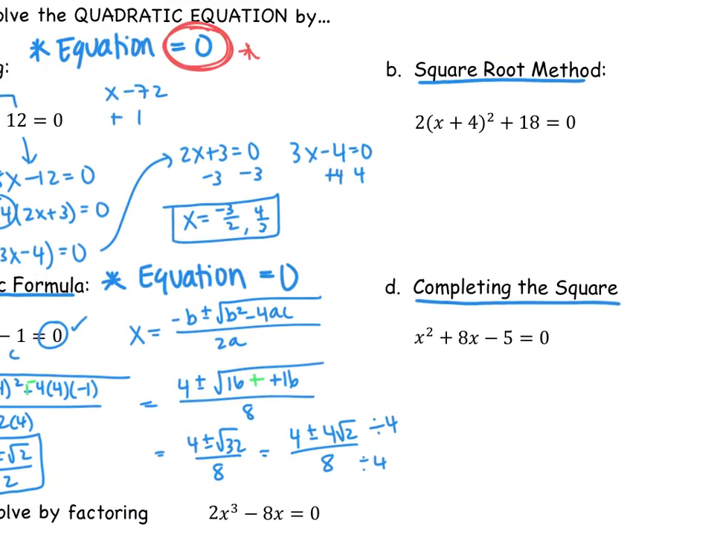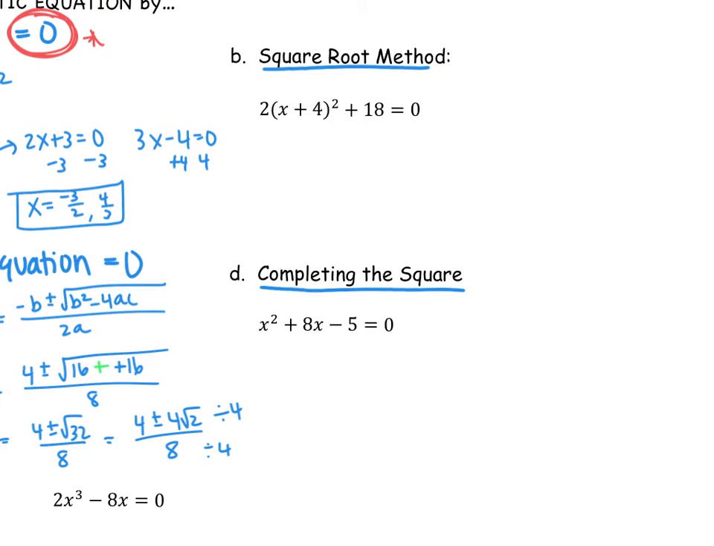Okay. Square root method. The objective here, you want to get that part that's squared alone. So we need to get rid of the 18 and the 2. We're going to move the 18 over. So we get 2 times the quantity x plus 4 squared equals negative 18.